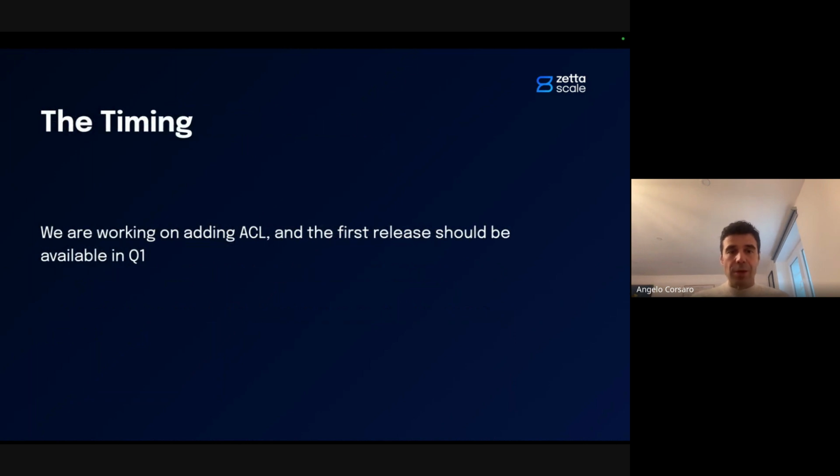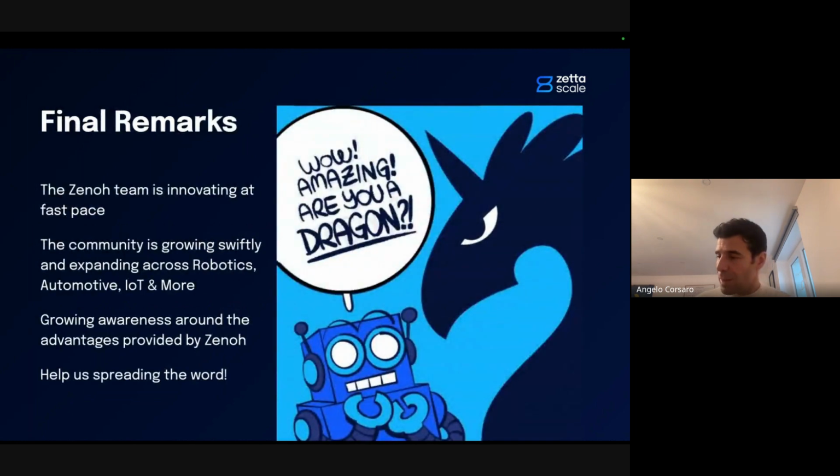What is the timing for access control lists? We are working on this now, and as we also announced yesterday at the user meeting, the plan is to have ACL in the Q1 release. All the rest, access control and user-password authentication, is already in place. That's something you can use today. The element we are missing is ACL support for access control, and that's coming in Q1. That was my last slide, so apologies, I'm 4 minutes over time.